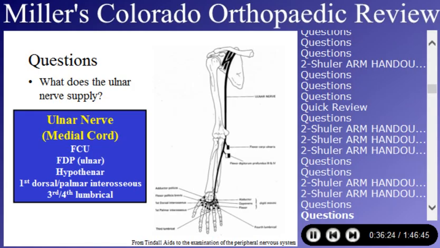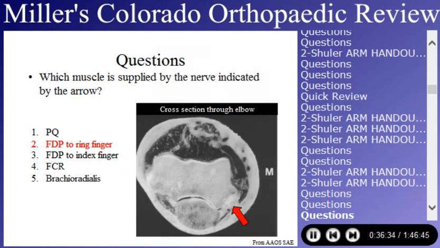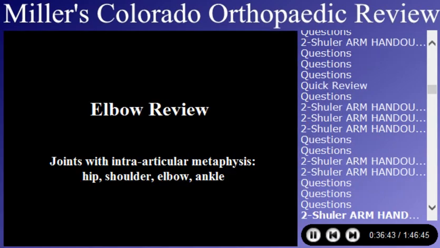These diagrams are very helpful, as you can tell just from going through it right now. It really systematically enables you to determine what's going to happen during nerve lesions, nerve injuries. Muscle supplied by the nerve indicated by the arrow. Ulnar nerve, right there in the groove, goes to the FDP of the ring finger, the ulnar side of your hand.